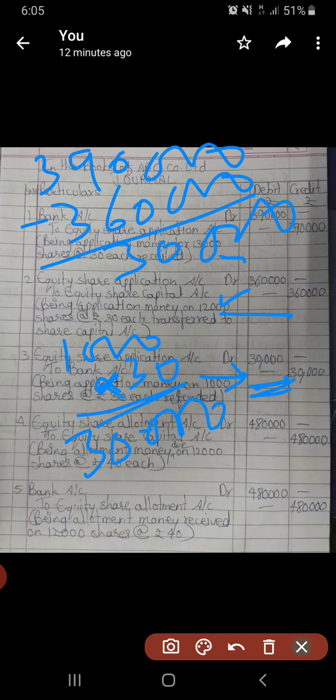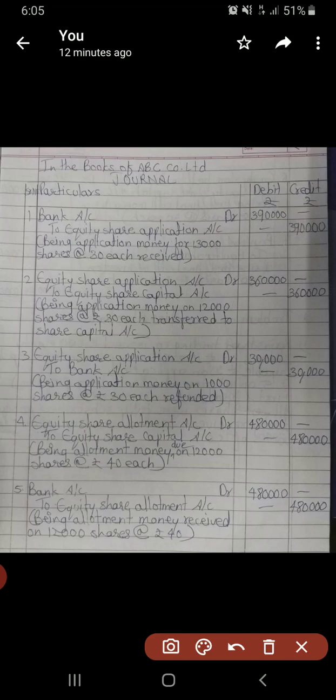Okay. So whenever there is refund, these three entries should come. 1, 2, 3. If there is no refund, 2 entries will come; if there is a refund, 3 entries will come. So always, application 2 entries, 1 and 2. And whenever there is refund, we have to write the third.